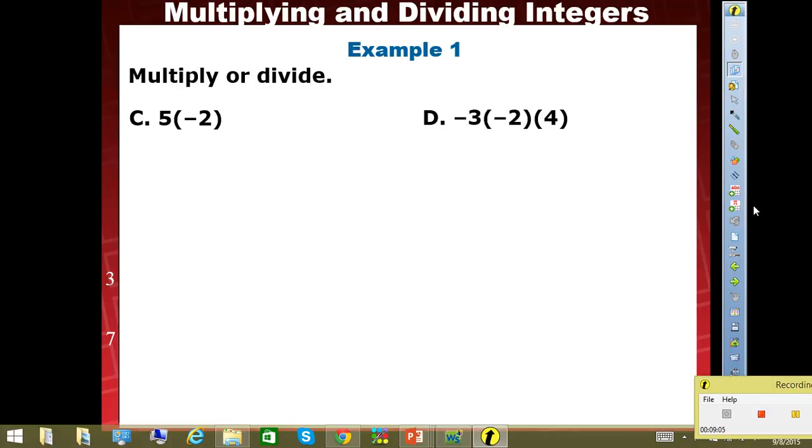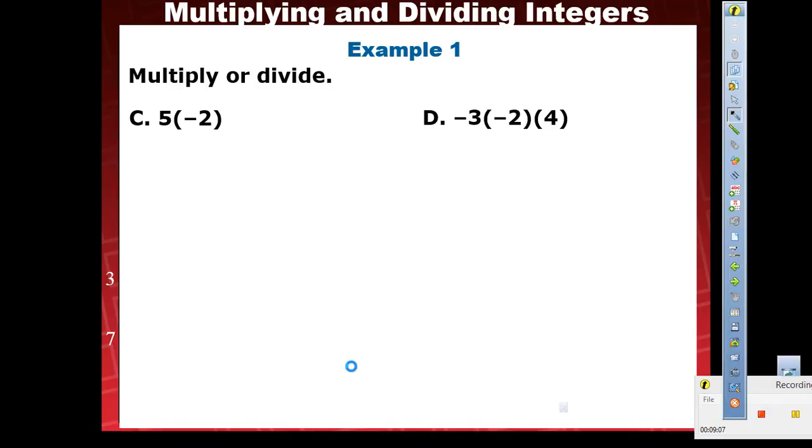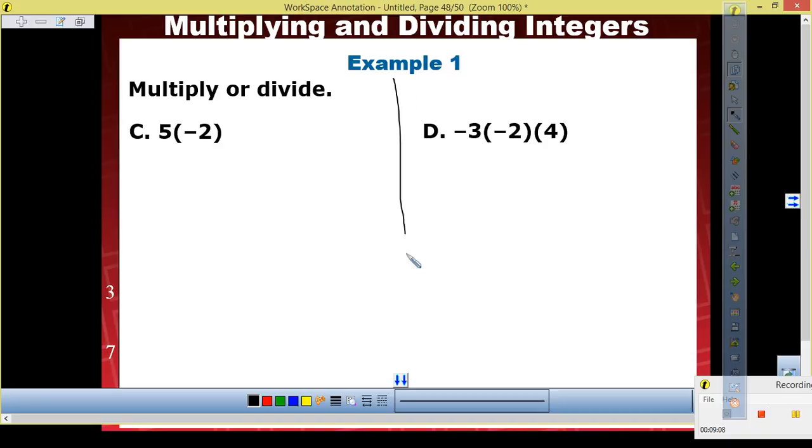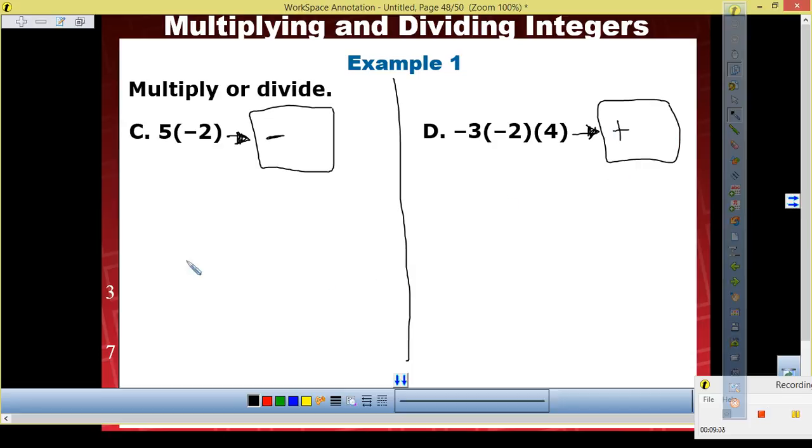All right, let's see what we got. First, identify if the answer is a positive or negative. Is that correct? So for this one, are they the same sign? No, so the answer is going to be negative. We're going to write it in there. For this one, are these 2 the same sign? Yes, so it's a positive, and this is a positive, so the answer is going to be a positive. Okay, so now that we got that out of the way, let's do this one using tiles.